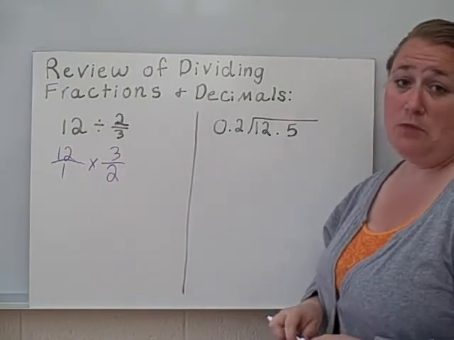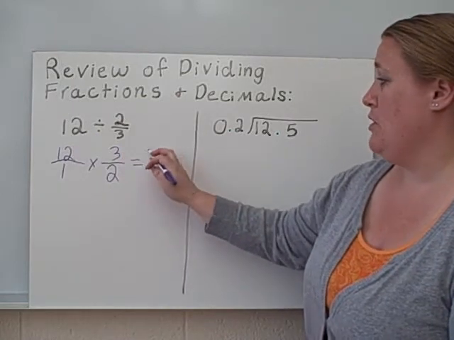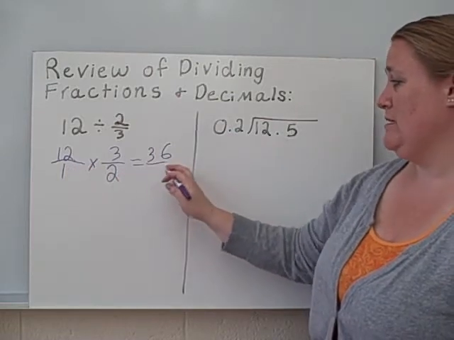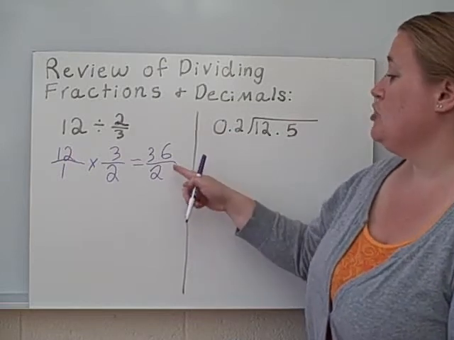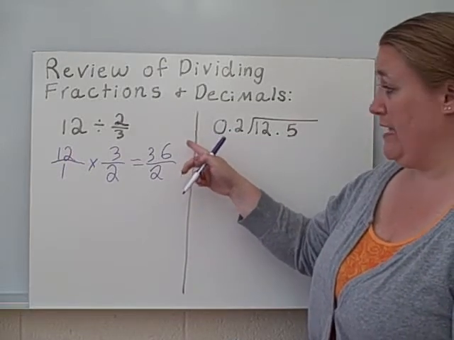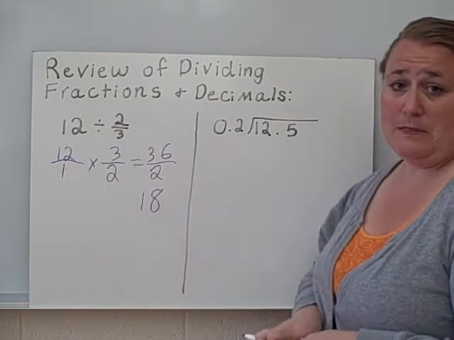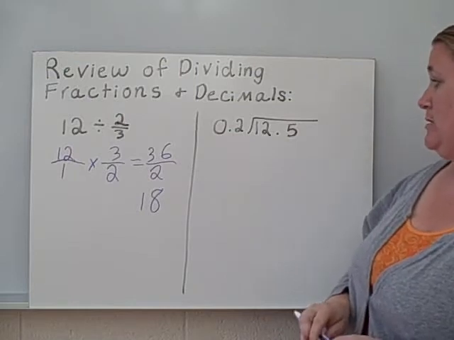And then we just multiply. So 12 times 3 is 36. 1 times 2 is 2. And then we simplify. 2 goes into 36 18 times. Right?